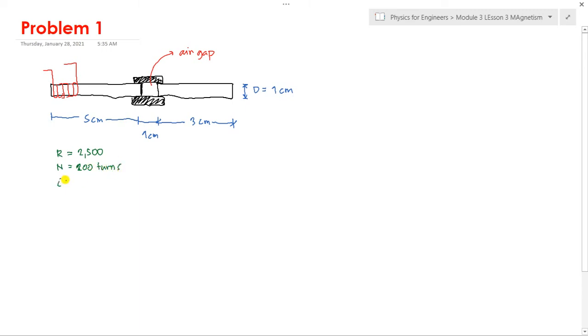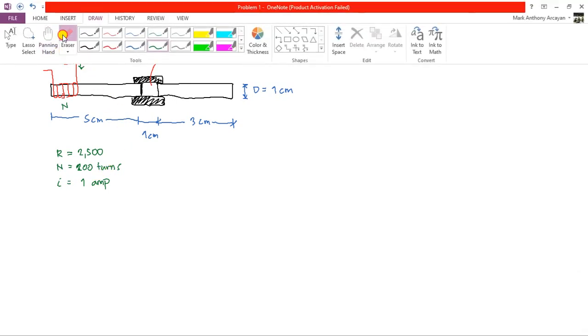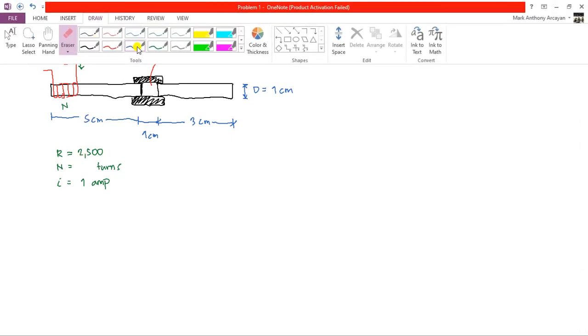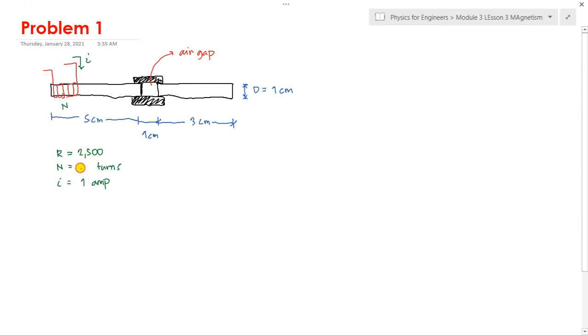The current that passes through the source, we have here I. So, we have N number of turns here, and I here is 1 ampere. Then, next, I think that's okay. I mean, sorry, this one is 500 turns.